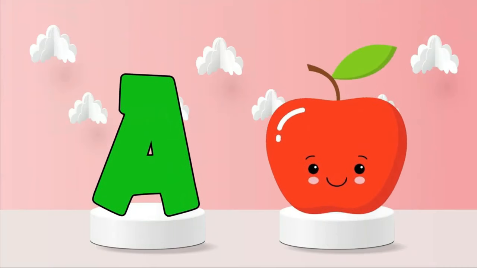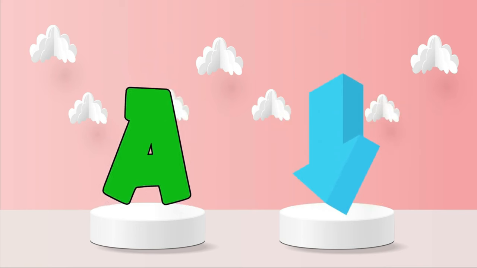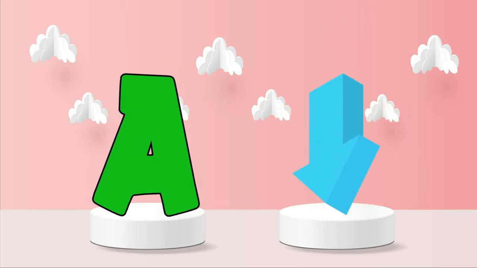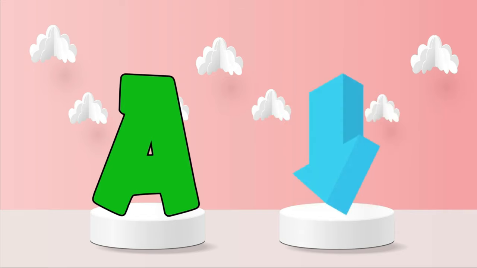A is for apple. A, a, apple. A is for arrow. A, a, arrow. A is for a, a, a, a, apple. A is for a, a, a, a, arrow.